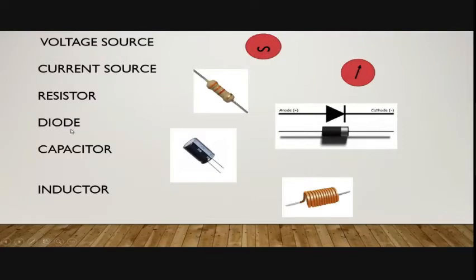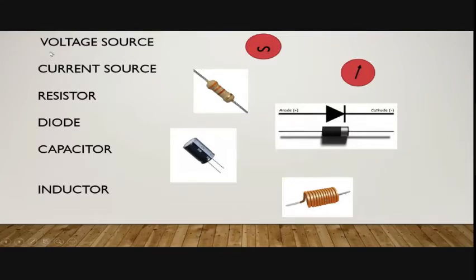Okay. Then you have diodes. This is a diode. Okay, it's a two-terminal device. This is the anode and this is the cathode. Then you have capacitors. So this is the symbol for a capacitor. This is called an electrolytic capacitor because it has a chemical inside. This long terminal of the capacitor denotes the positive terminal, while the short line or the short leg shows the negative terminal. Okay, then you have an inductor.